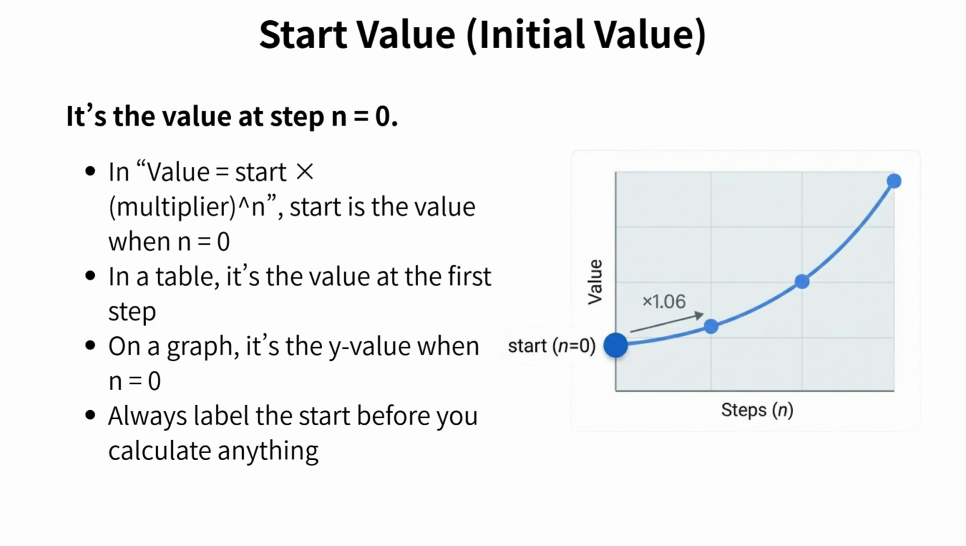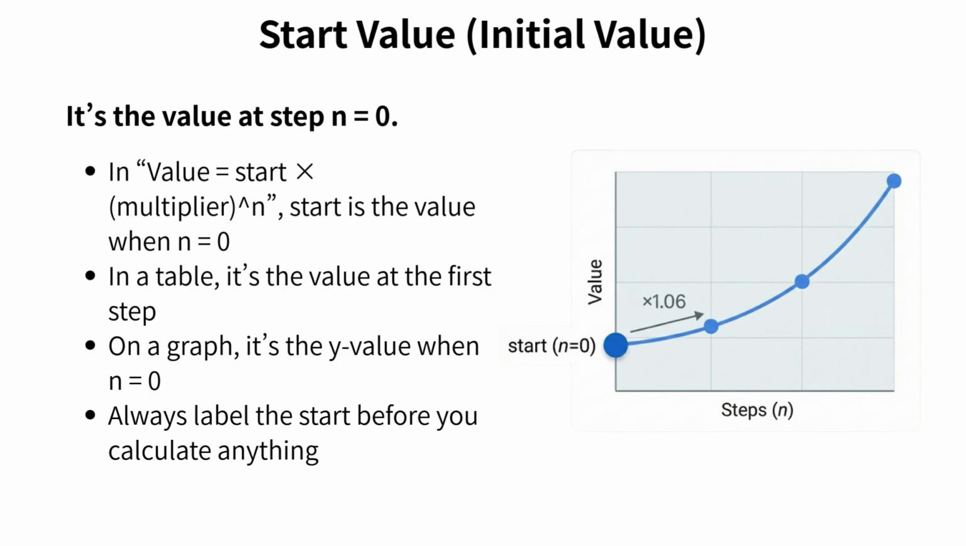If a problem gives you a table, the start value is the value at the first step shown, the earliest entry, before the pattern repeats. If a problem gives you a graph, look at n equals 0 on the horizontal axis, and read the y value there. That y value is the start value. In this picture, the point labeled start, n equals 0 is the starting value, and then each step multiplies by the same factor, like times 1.06.